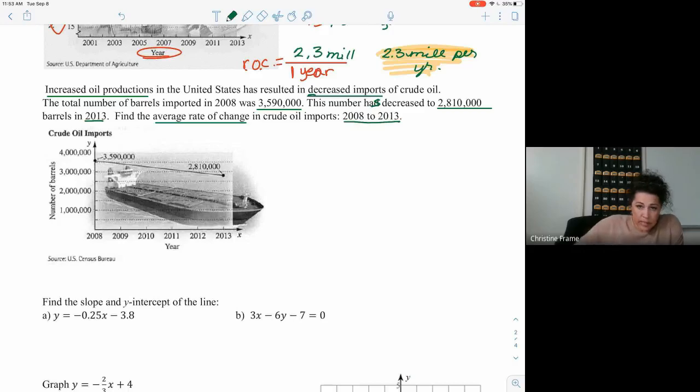The graph is really nice. Thankfully, we have a graph. Look again, your x-axis is years. Usually your x-axis is time, okay? And your y-axis is your number of barrels. So let's gather up these points here.